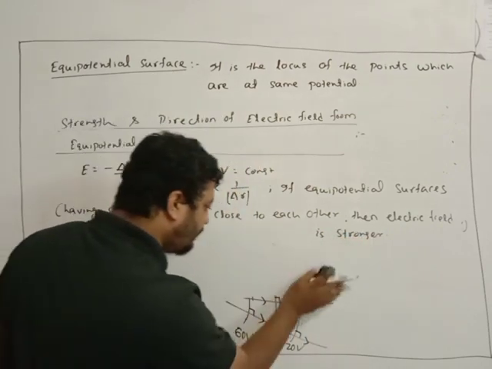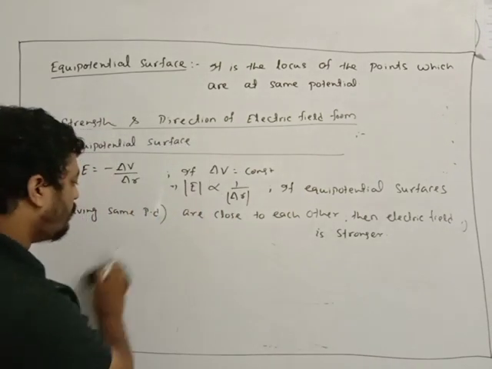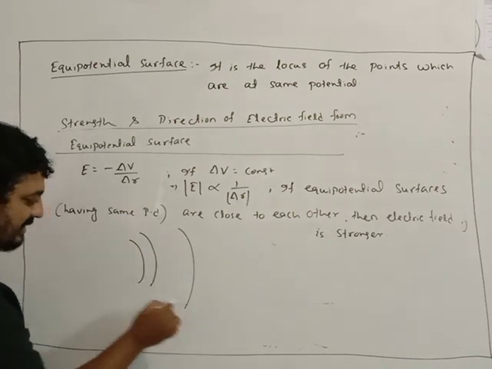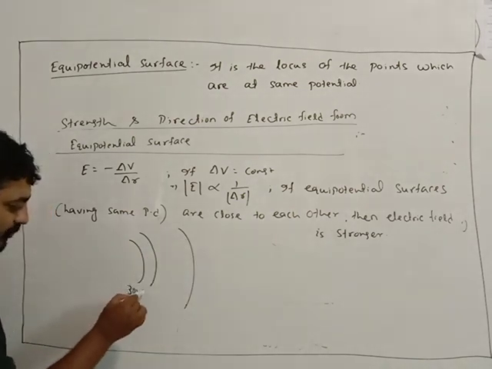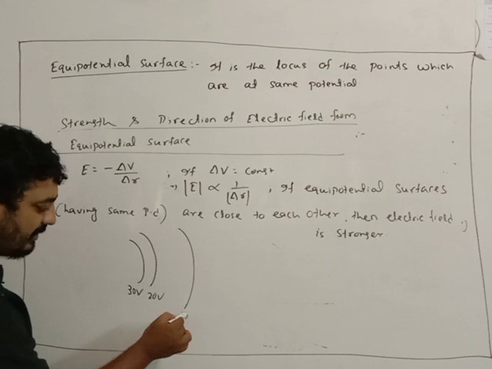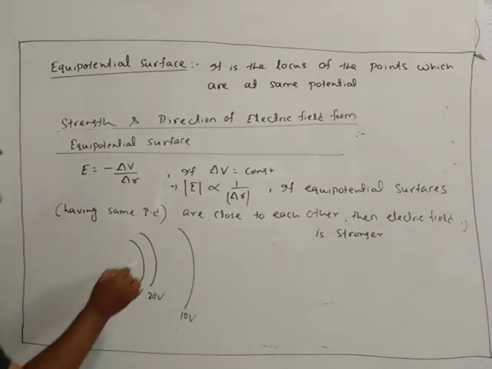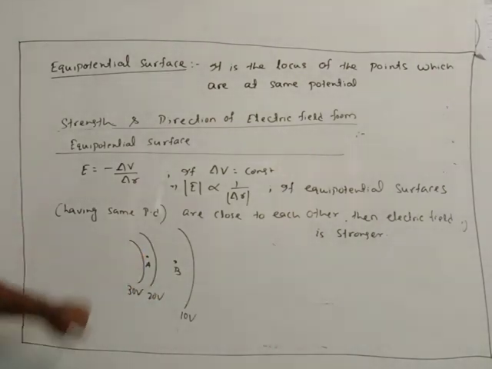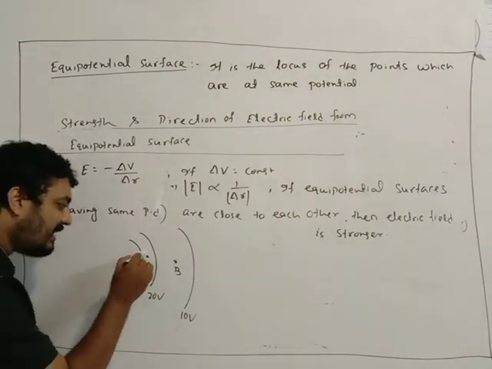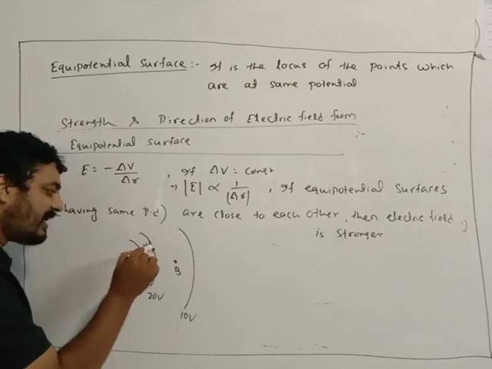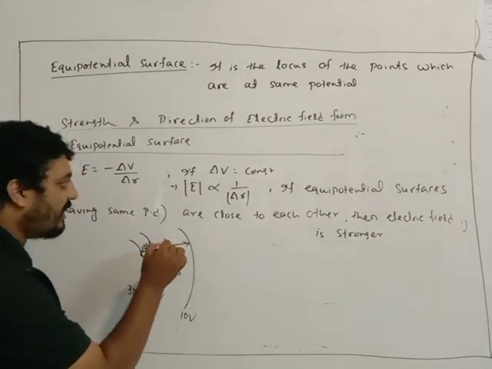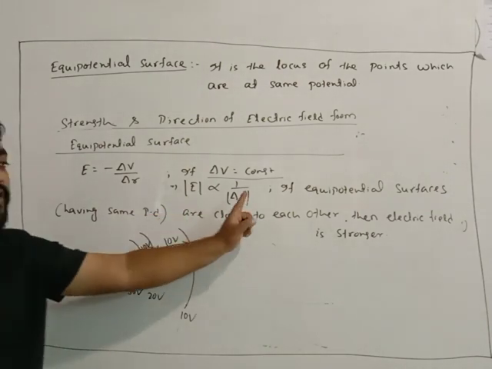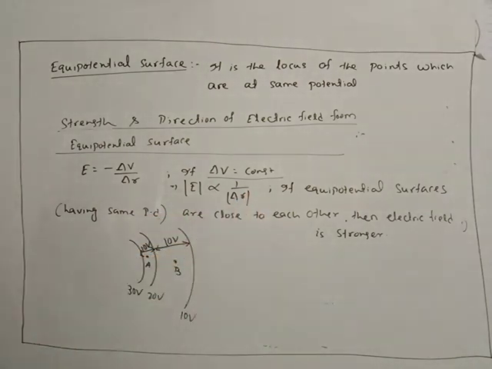So suppose I have to draw the equipotential surfaces like this. This is 30 volt, this is 20 volt, this is 10 volt. Now I will take two points A and B here. So the potential difference between these two is 10 volt, and here it is also 10 volt. So potential difference is constant. Now E is inversely proportional to delta r.